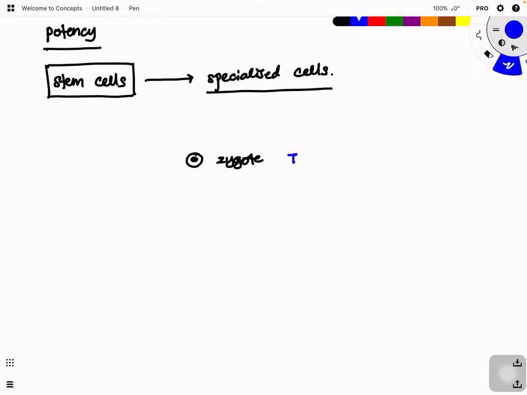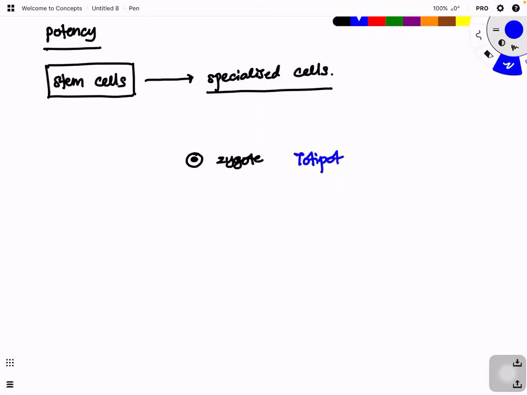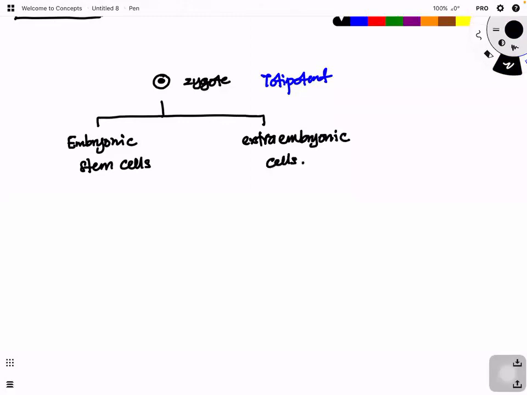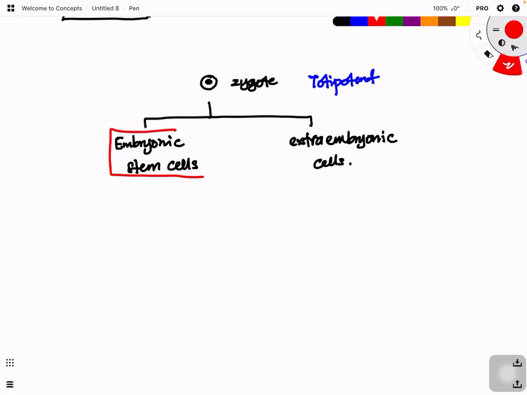This full potency we call totipotent. Totipotent basically means that they can form any kind of cell. So this zygote has the ability to form two kinds of cells: embryonic stem cells, and also the extra-embryonic cells. These embryonic stem cells now lose the potency already, because embryonic stem cells cannot form extra-embryonic cells.